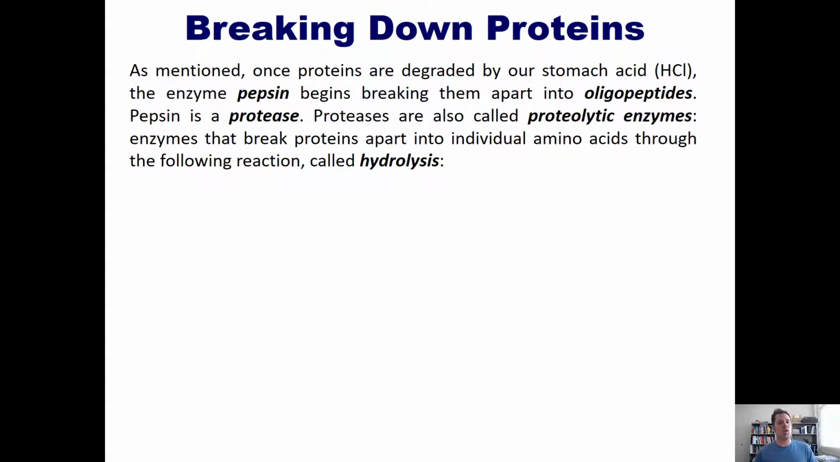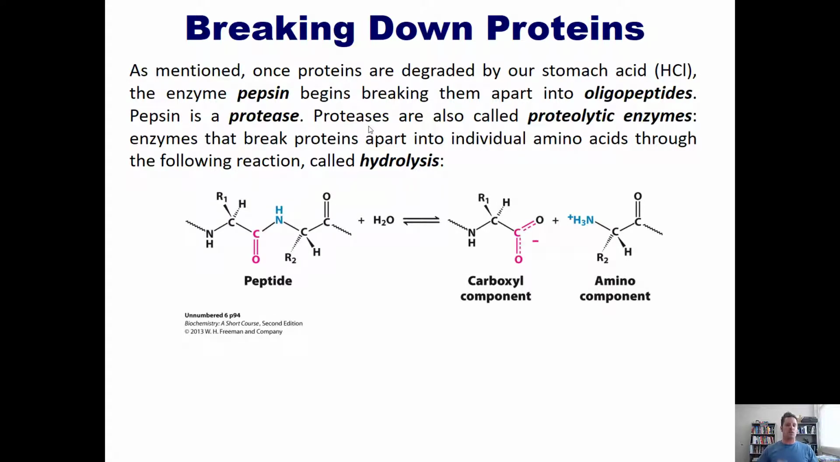So as I just mentioned, once proteins are degraded by our stomach acid, which is HCl or hydrochloric acid, the enzyme pepsin begins to break them apart into smaller peptides called oligopeptides. Pepsin, by the way, is a protease. Proteases are also called proteolytic enzymes, which are enzymes that break apart proteins into individual amino acids through the following reaction called hydrolysis. In this reaction, whose mechanism I won't show in detail here, but I will link to a video above my head here and in the description below to review this from organic chemistry if you want.